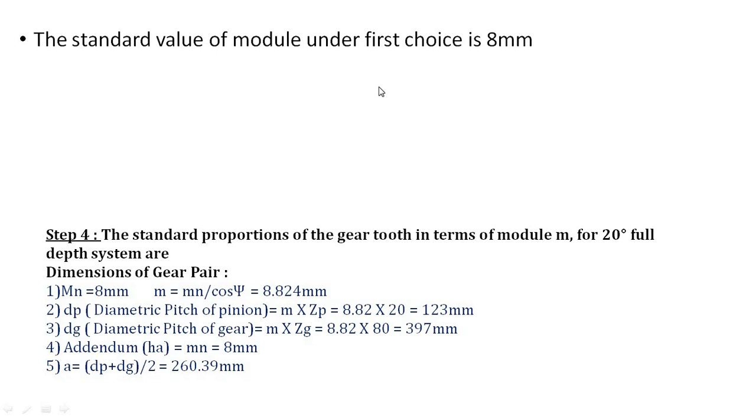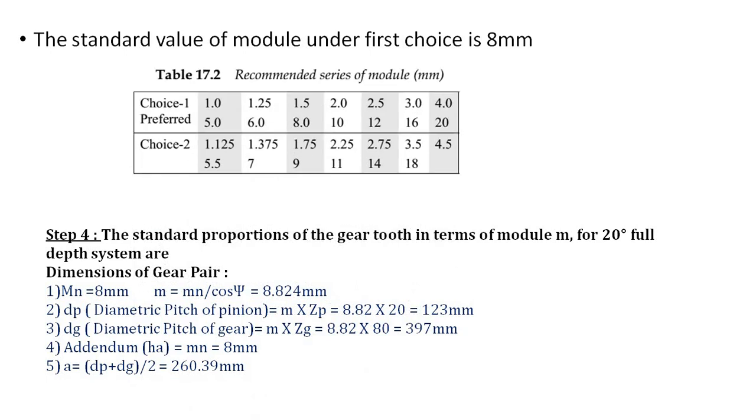Then we need to select this value of Mn from the table. This table will be provided to you. There are two series, choice 1 series and choice 2. Generally, if the series or choice is not given, we prefer choice 1 only. So our value is 6 point something, so we can't select 6. We need to select the next value, that is 8, for safety purposes. So our module value is 8 mm.